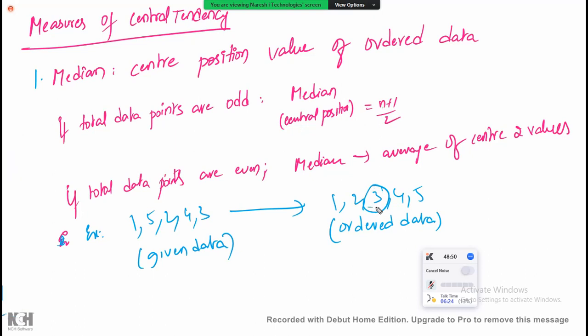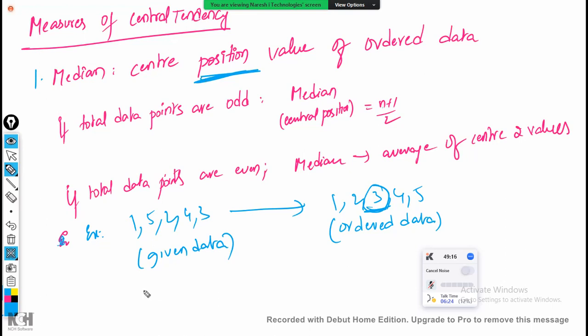Whatever value is in the center position, whether that is 3 or 3.1 or 3.2, anything in the center position, I want the position. Here the word position is most important. You are not focusing on the value. You are focusing only on the position. In that position, whatever the number is, you are focusing on the position.